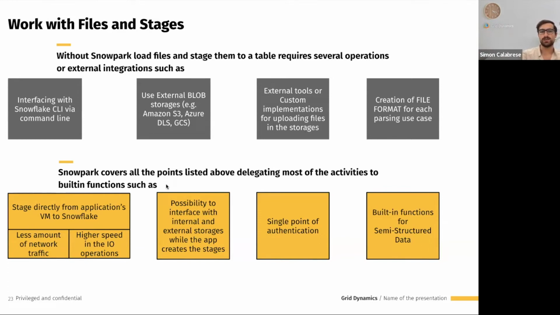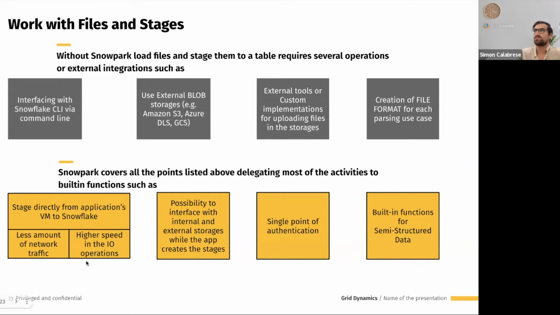How can this be translated in an easier way using Snowpark? First of all, you can directly stage from your VM. So it means that you can apply less network traffic if you compare it with the blob storage. And we all know that if you are in the cloud, every network traffic outside the cluster itself lands in a cost. Also, you don't know where the application stays.